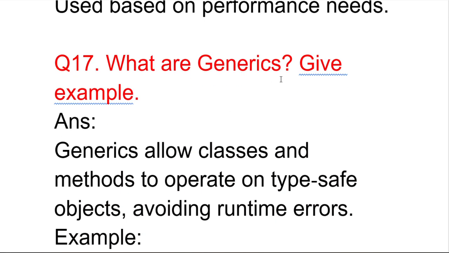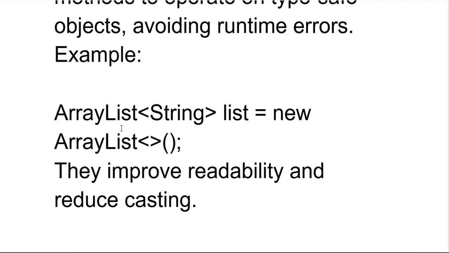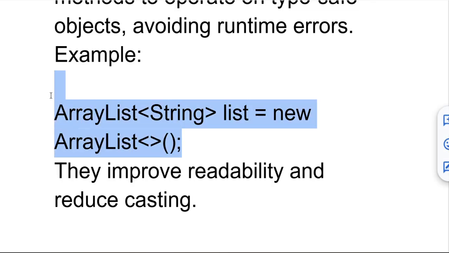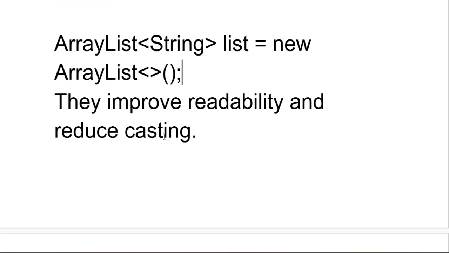What are generics? Give examples. This is also not a very important question. This is the intermediate question. What are generics? Generics allow classes and methods to operate on type-safe objects, avoiding runtime errors. For example, ArrayList<String> list = new ArrayList<>(). This is just the syntax of creating a new array list. They improve readability and reduce casting.